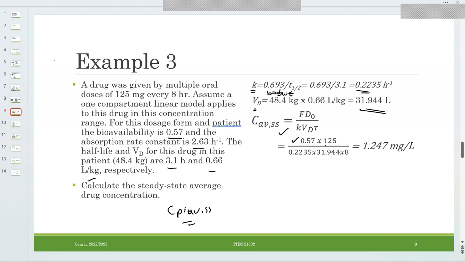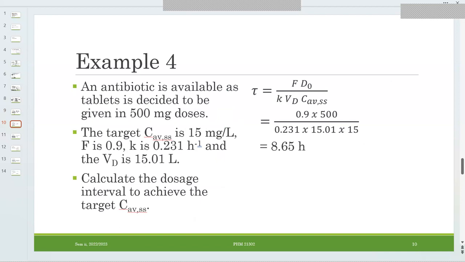F is 0.57 from the problem. Dose is given already in the problem, 125 milligram. Then K, volume of distribution, and tau. Tau is given as every 8 hours. When we say the drug is taken every 8 hours, then the dosage interval is 8 hours, which is tau. So the average steady state concentration is about 1.247 milligram per liter.